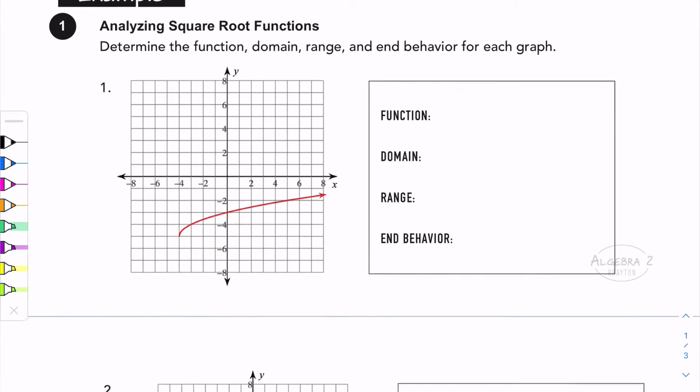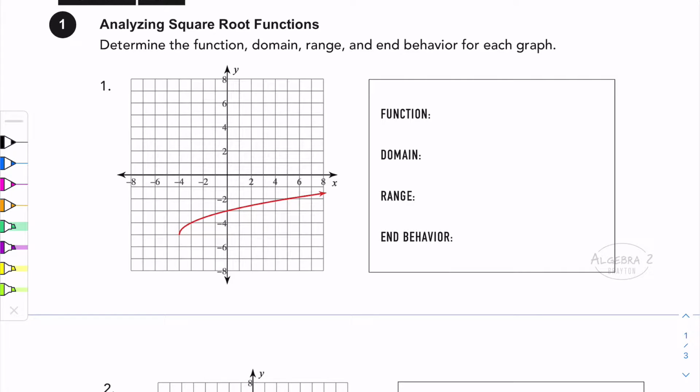Today we're going to be analyzing graphs. So we're looking at a completed graph. In this case, we're looking at a square root. And we are asked to determine what the function is, the domain, range, and end behavior.